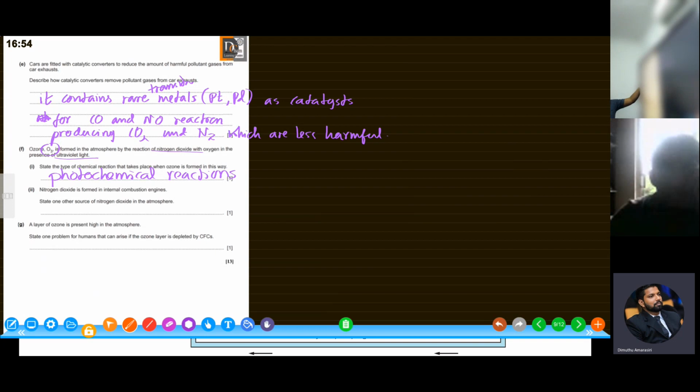Okay. State one problem for humans that arises if the ozone layer is depleted. Now don't get confused. I didn't tell this earlier because that might confuse you. A layer of ozone is present high in the atmosphere, right? And they were talking about ozone formation in the previous one, photochemical smog and all these things. They clearly identify the situation and ask for one problem for humans that can arise. Answer is easy, right? Skin cancers, cataracts, and skin burns and stuff.